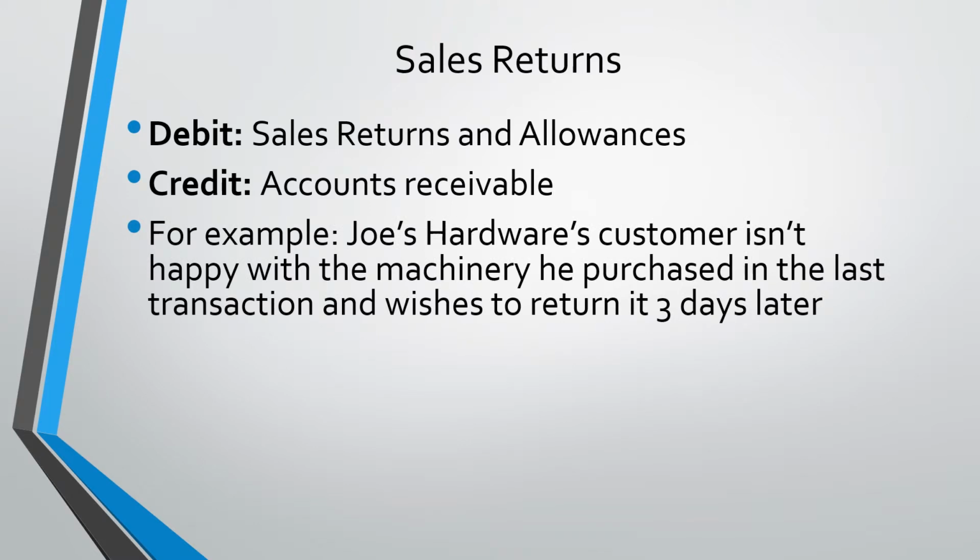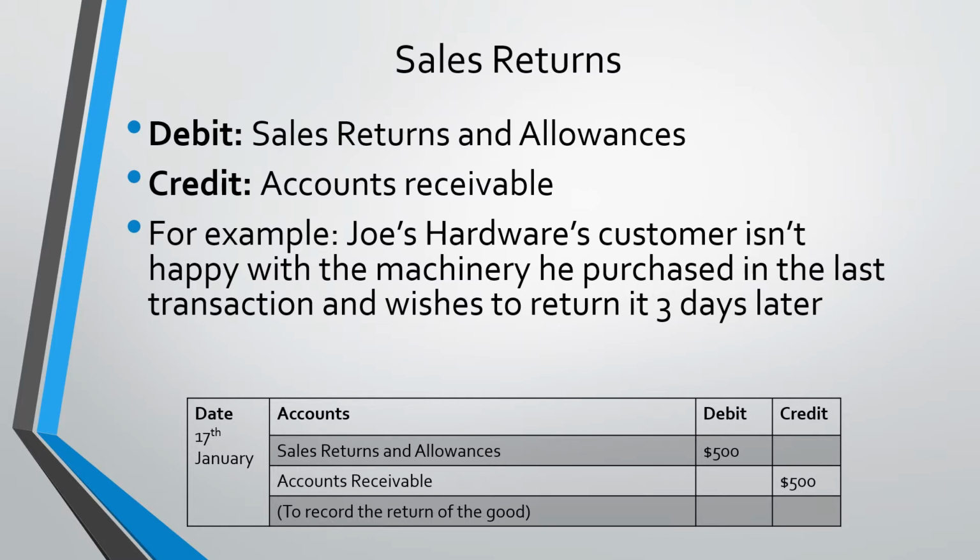As seen in this example, the customer isn't happy with his purchase and therefore returns it. As seen here, we debit sales returns and allowances by this amount and credit accounts receivable by the same amount, which decreases the amount of equity and decreases the amount of assets, which balances the accounting equation.